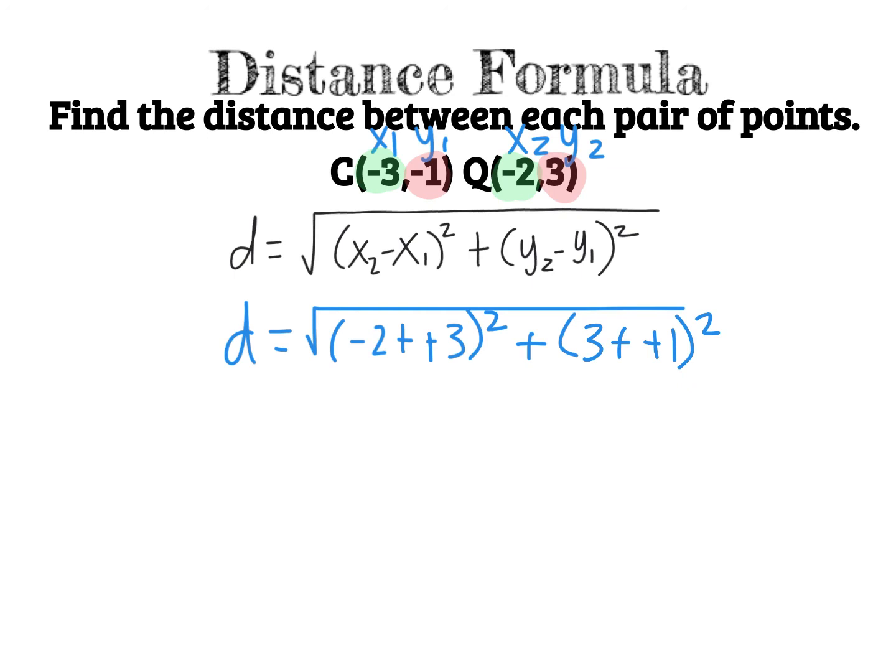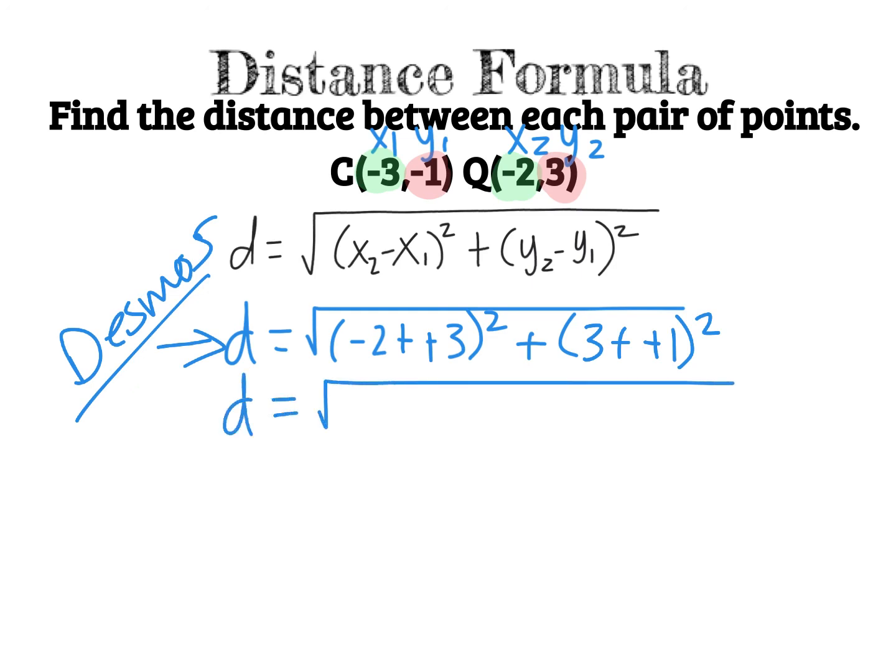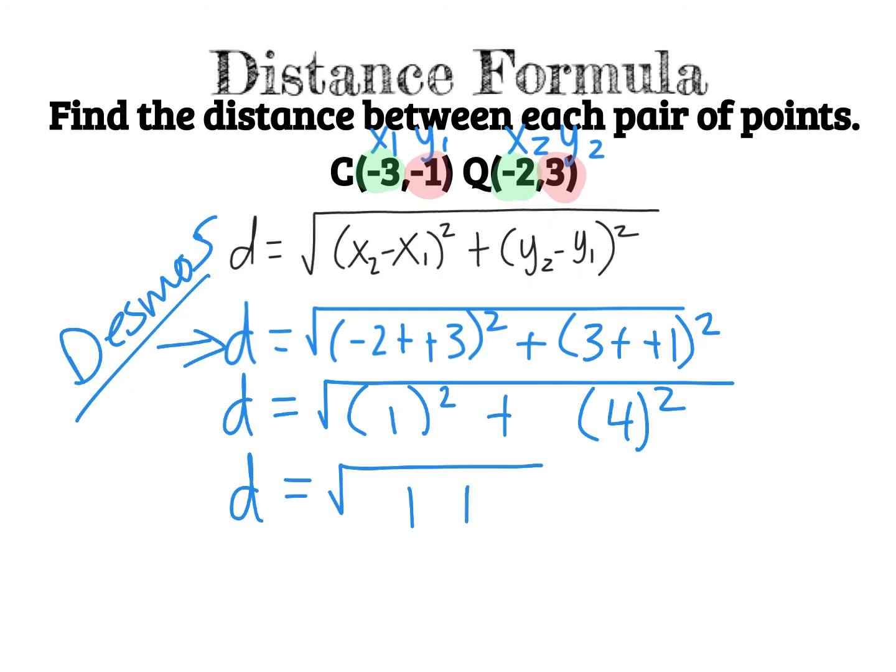Let's keep solving. Again, this is the part where you can go to Desmos, if you prefer. Desmos will take care of the rest, or you can solve it by hand, which I will do. Inside the parentheses for PEMDAS, we have -2 plus 3, which is +1. 3 plus 1 is +4. Now I go into exponents. 1 squared equals 1. 4 squared is 16. I combine the inside now because addition. 1 plus 16 is 17. And this last piece, I have to go to the calculator. The square root of 17, if I round, is 4.123.